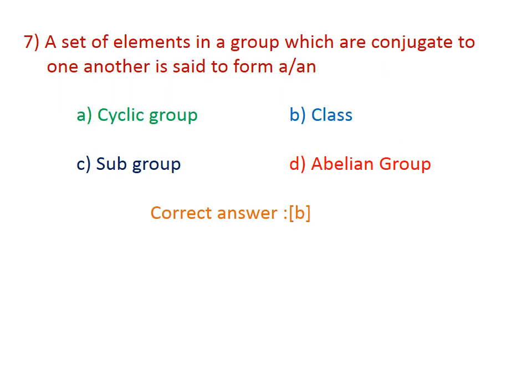Question 7. A set of elements in a group which are conjugate with one another is said to form the class of a group. The correct answer is B.